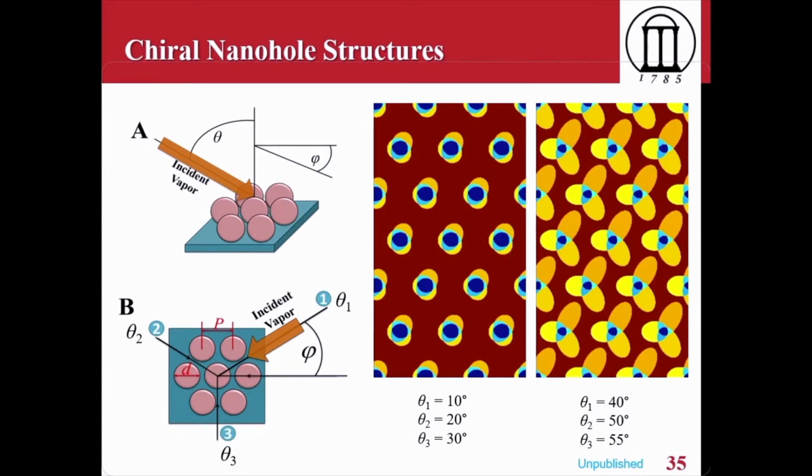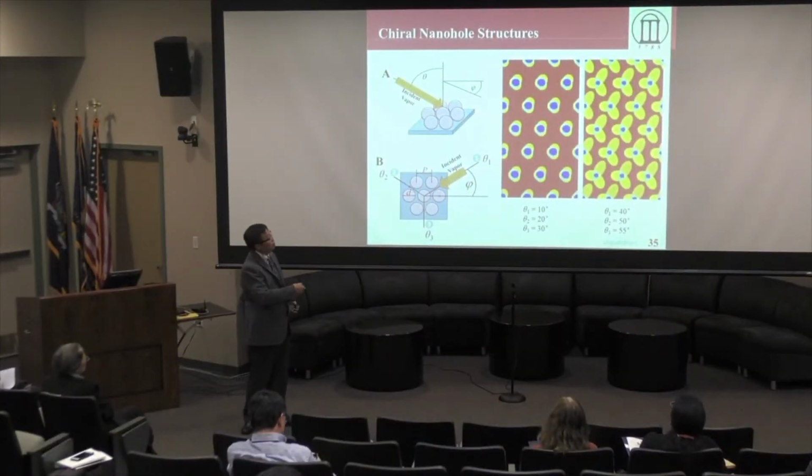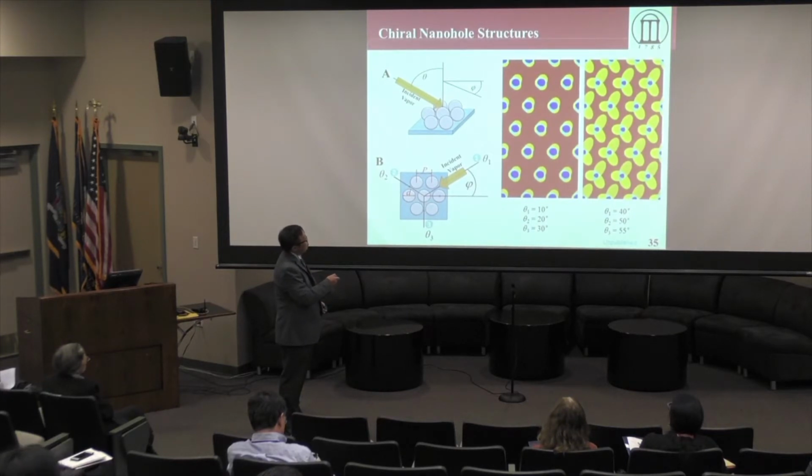Now, if we change the incident angle, not only the azimuthal angle, during the deposition, for example, the first incident angle is 10 degrees, the second incident angle is 20 degrees, and the third incident angle is 30 degrees, then the shadowing length by each individual sphere will be different. Now, if the shadowing length is different, then, for example, if this is my first one, this is my second one, this is my third one, then the shadowed hole essentially starts to have handedness, right?